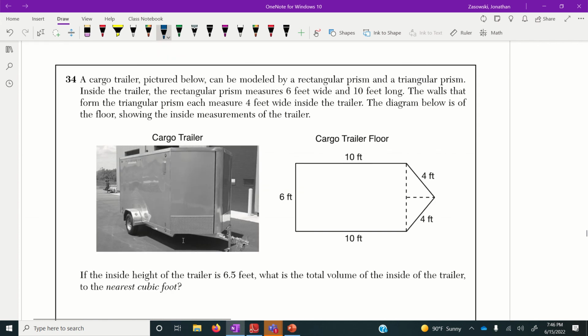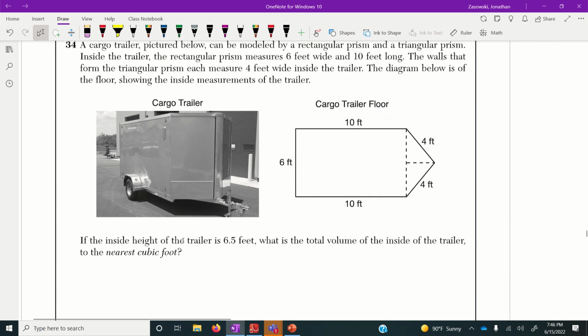34. The other 4-pointer here. Cargo trailer picture will be modeled by a rectangular prism and a triangular prism. Inside the trailer, the rectangular prism measures 6 feet wide and 10 feet long. The walls of the triangular prism each measure 4 feet wide inside the trailer. The diagram below is of the floor. The inside height of the trailer is 6.5 feet. So keep that in mind, that is referring to like this height right there.